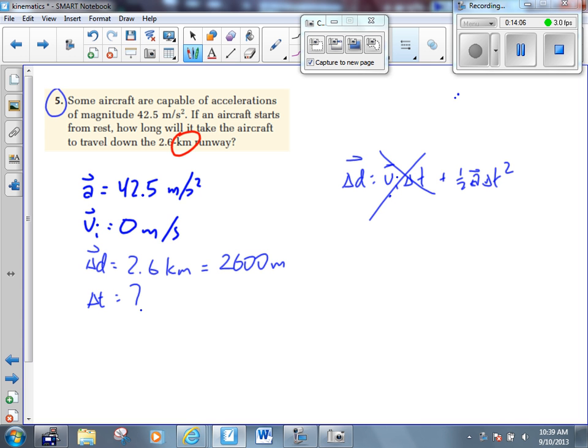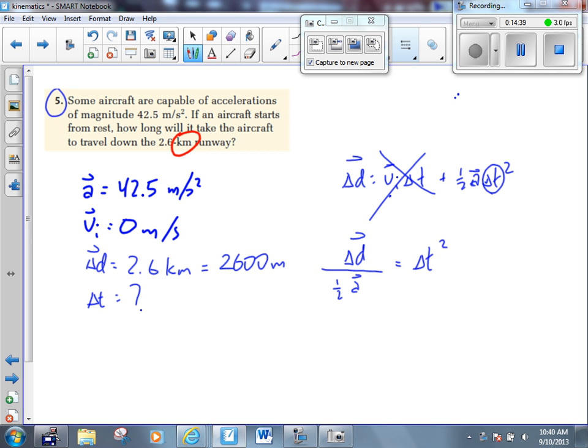All right, I'm crossing that off. VI is 0. Now I want to solve for T. D is equal to 1/2 AT squared, solve for T. I'm going to get rid of the 1/2 and the A by dividing. Why did I divide by 1/2 A? 1/2 and A are multiplied by T squared, so we get rid of them by dividing.